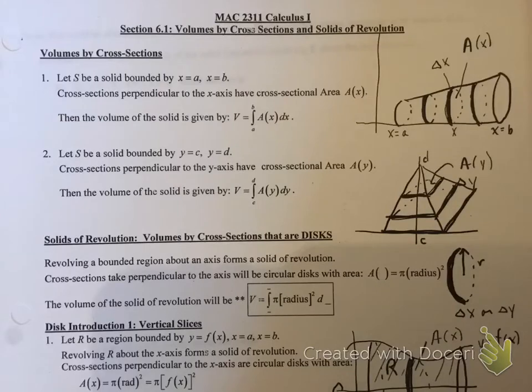Hey there, we're going to do section 6.1, volumes by cross-section and solids of revolution. All right, guys, so there is a way to figure out what a solid is if you're revolving it around an axis or a line. So let's check these out first.